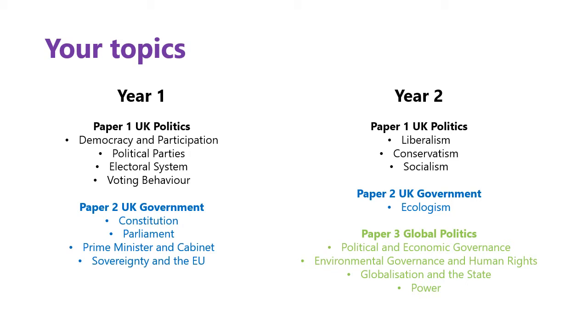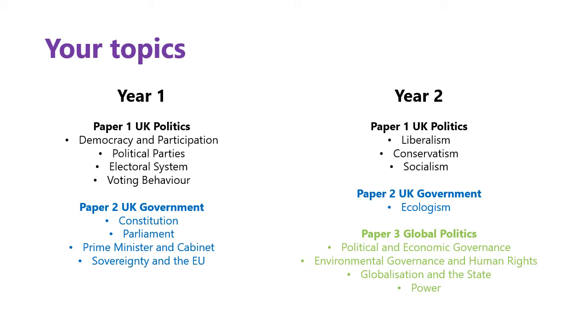So what do we actually study then? Well, as I've already said, the first year of your A-level takes into account the fact that you've never studied it before. Therefore, the topics that we study are pretty much bread and butter British political topics. In your first year, you will study Paper 1, UK Politics, looking at democracy and participation, looking at themes such as the role of pressure groups and controversial questions such as, is it ever justified to break the law in the name of a political cause?